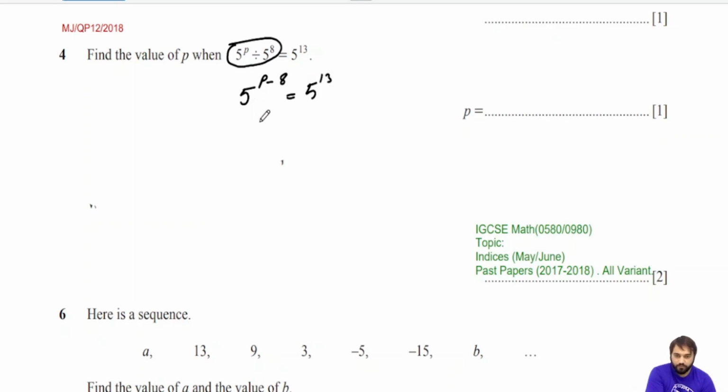So bases are equal, the powers are also equal. P minus 8 is equal to 13, and find out the value of p. P is equal to 13 plus 8. The value of p is 21. P is equal to 21.